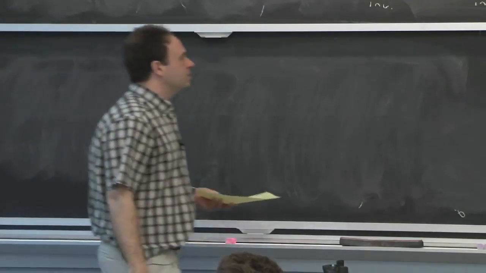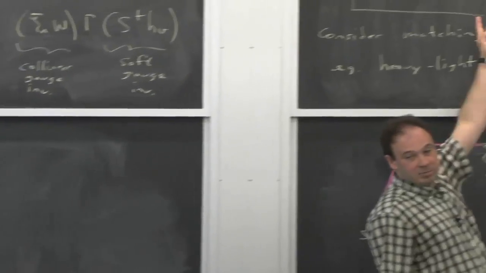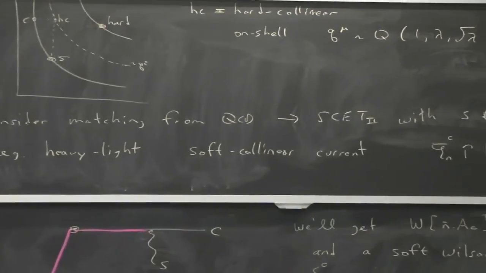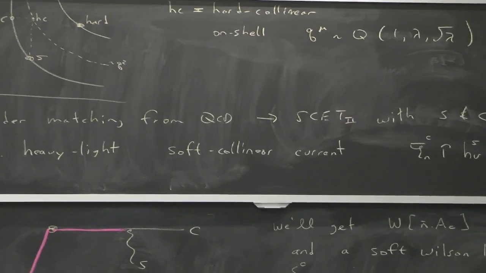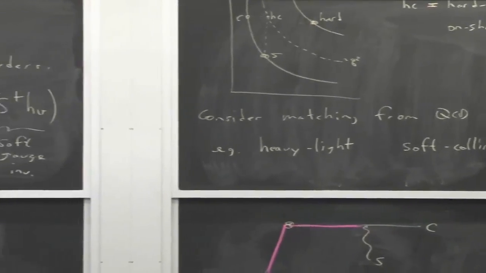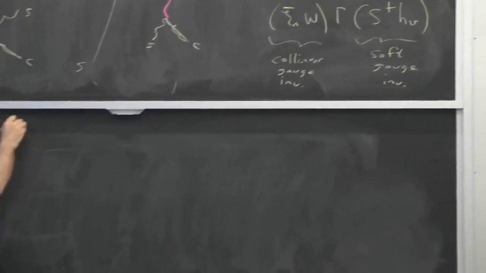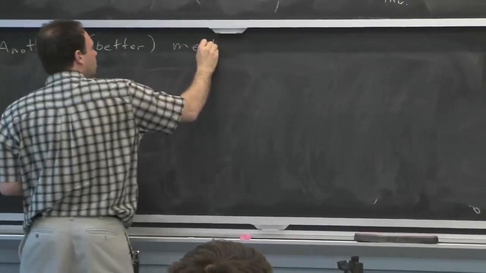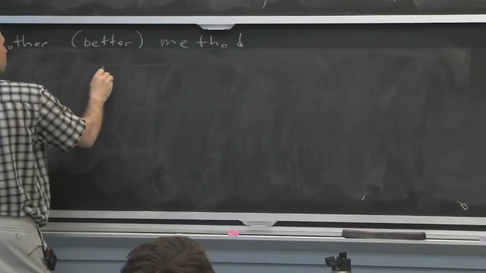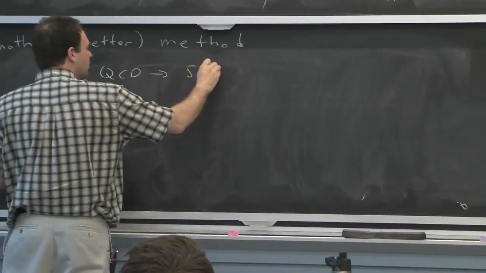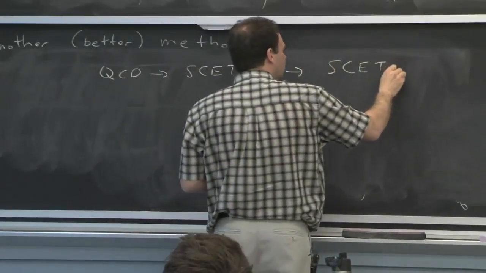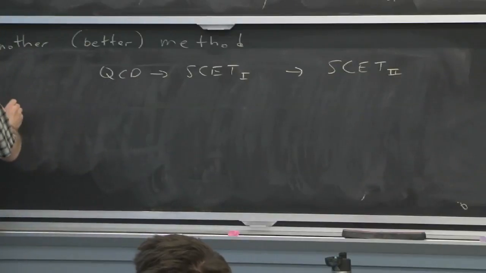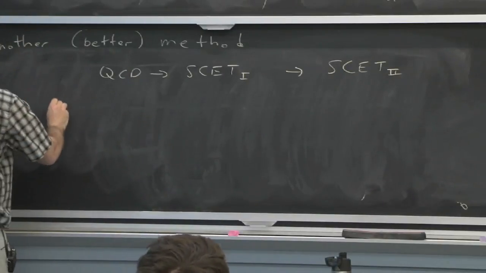The way that we can do that is by using this dashed line up in the picture. Think about formulating, rather than directly this SCET2, first an SCET1, and then we'll match that SCET1 onto QCD. Another, in some ways better, method is to do QCD to SCET1, and then SCET1 to SCET2. So, three steps.